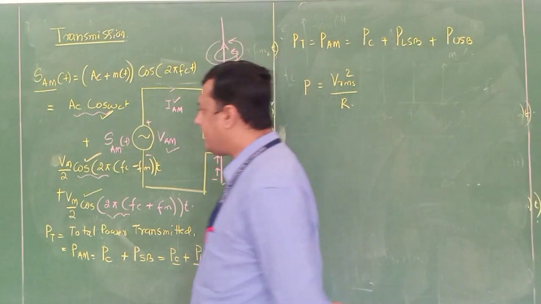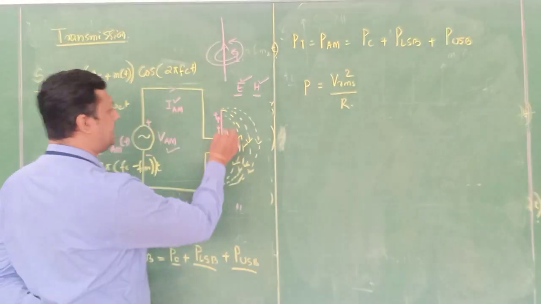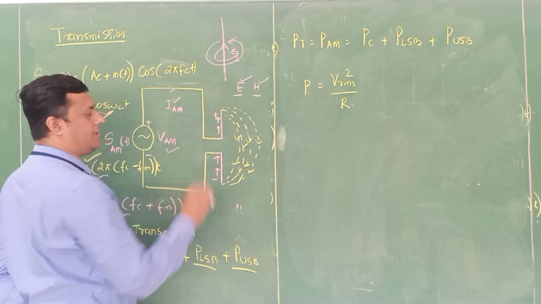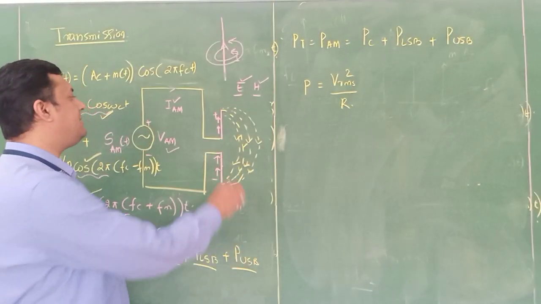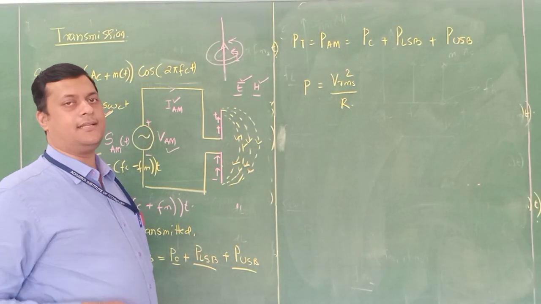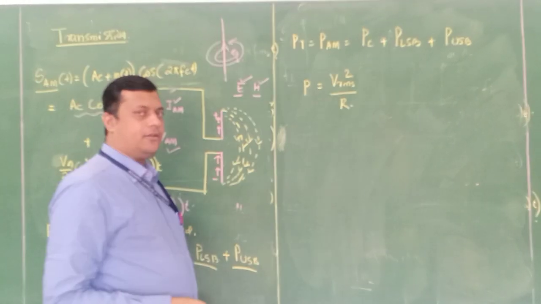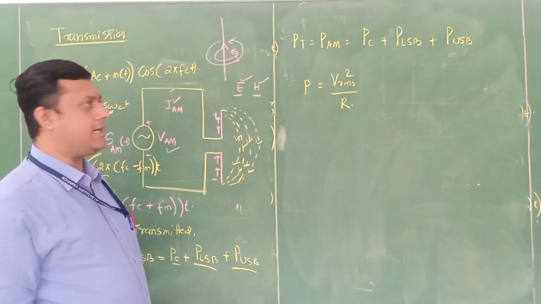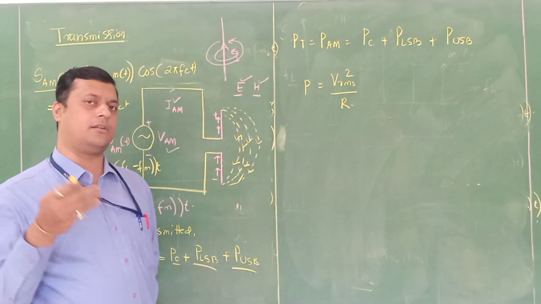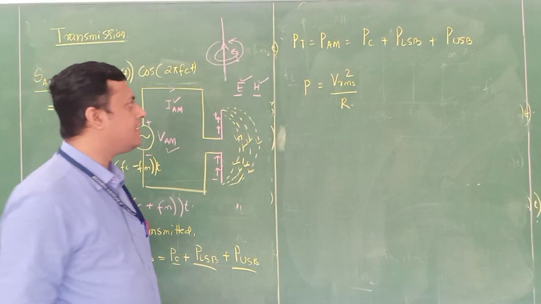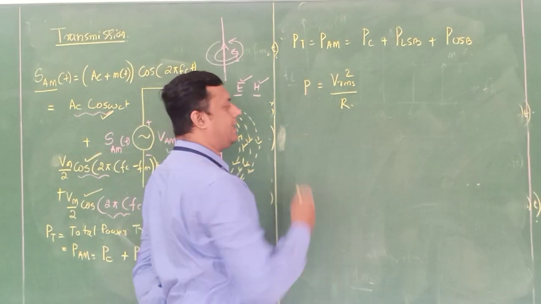Now what is this R? R is the resistiveness in this particular element, because in this particular element potential is going to drop, due to which the potential is converted into electric fields. Current is going to flow in order to convert into magnetic fields. So it is Vrms square by R.